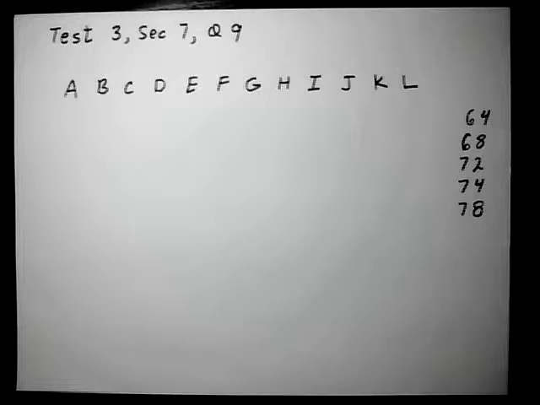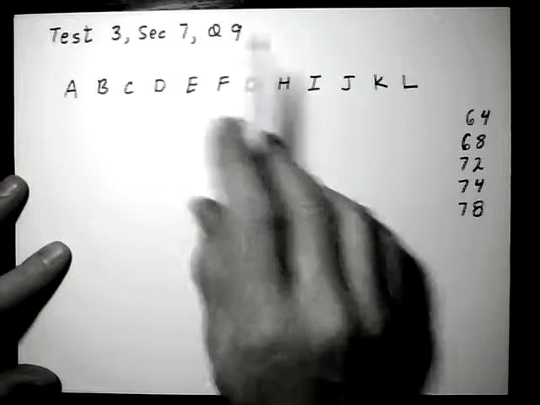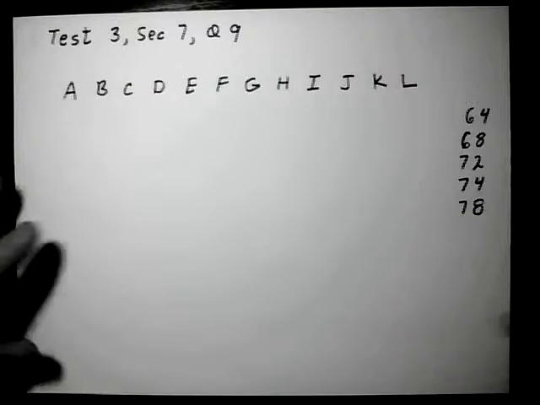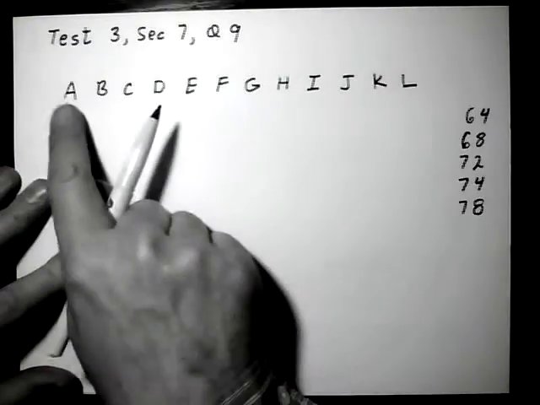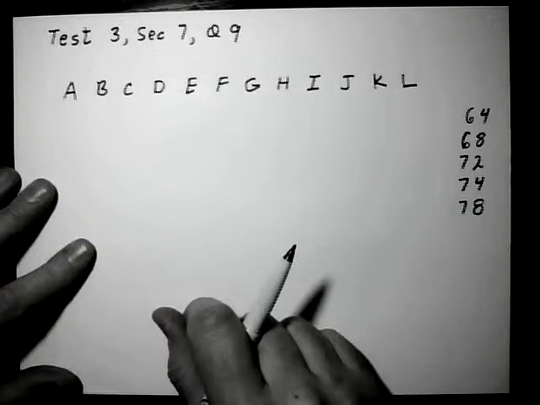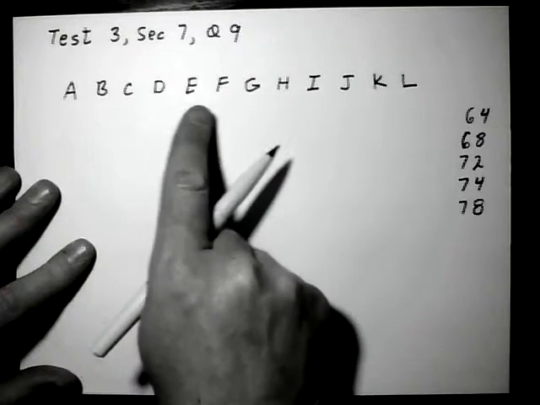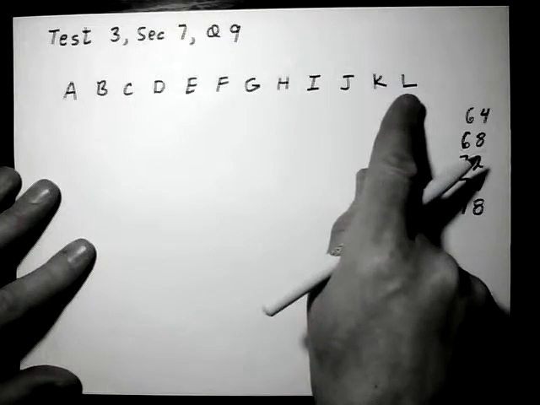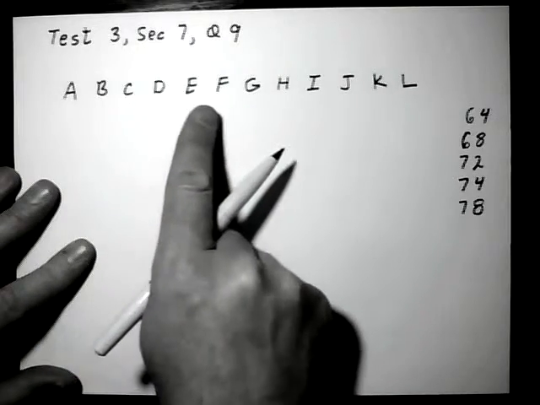This is the solution for test number 3, section 7, question 9, in which we're told that Gregory is inspecting 12 devices arranged in a linear array labeled A through L. He tests each one in sequence, continuing until he gets the first one that fails. So if he'd gone all the way to L, he'd go back to A and start again.